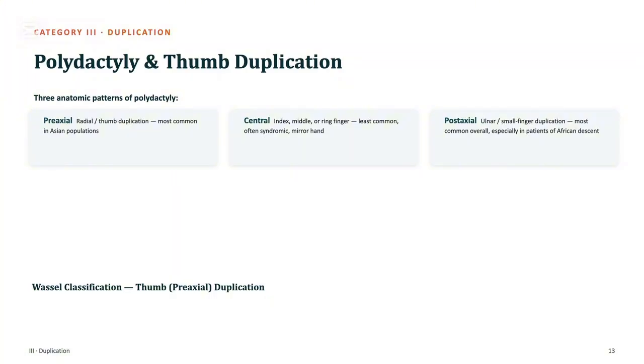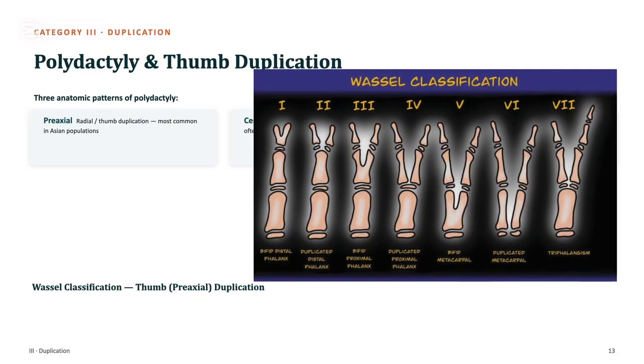Okay, there is a classification for preaxial or thumb duplication. It's the Wassel classification, which is very simple. You just duplicate from distal to proximal. Grade 1 is the distal phalanx. Grade 2 is the DIP. Grade 3 is the proximal phalanx. Grade 4 is the MP joint. Grade 5 is the metacarpal. Grade 6 goes up to the basal joint. Grade 7 is triphalangeal thumb. Okay.